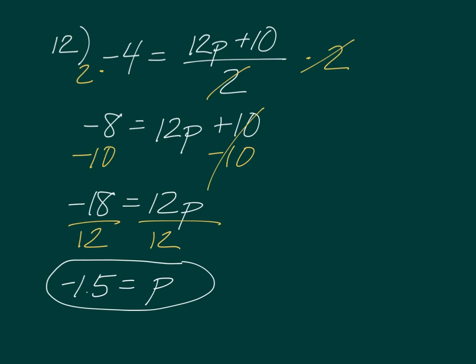Number 12, again, this is a grouping symbol. So you got to get rid of the grouping symbol. So this is a grouping symbol. Again, you got to get rid of it. The way you get rid of it, you got to get rid of the 2. So you got to multiply both sides by 2. After that, you're just solving a normal equation.